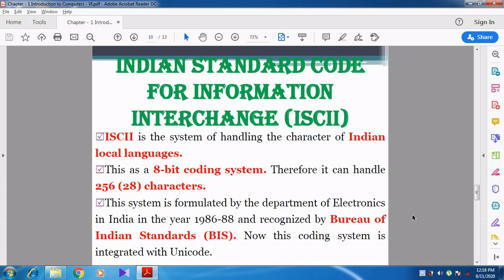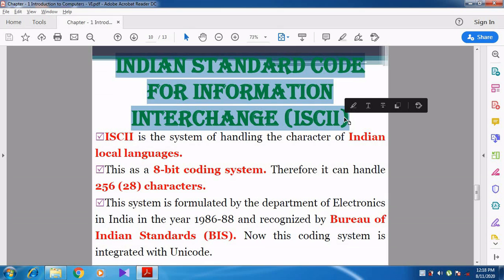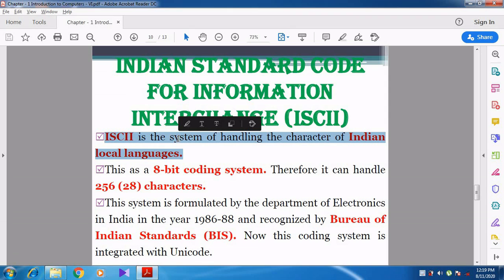Right. I think you might have understood this. Then we can see the ISCII, Indian Standard Code for Information Interchange. This particular system is developed for the Indian local languages. ISCII is the system for handling the characters of Indian local languages.